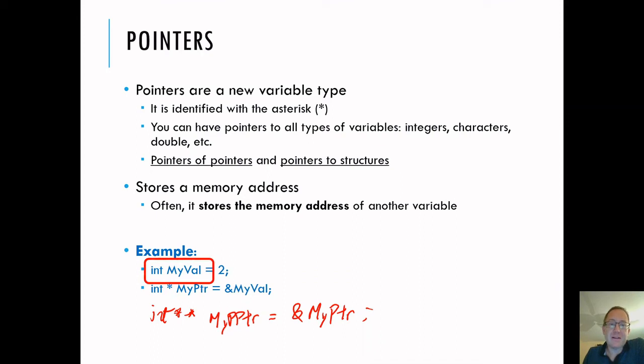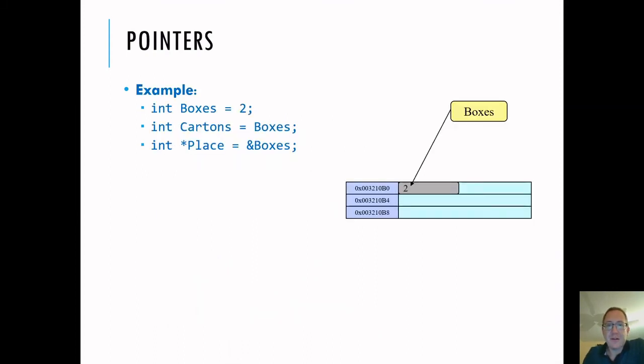So here is the integer, and here's a pointer to that integer, and a pointer to the pointer to that integer. Here's another example, just a different illustration. So I have boxes, which I'm going to be putting at this position right here. This is the integer boxes, stored here. The integer cartons, I think, is going to be stored in the next line, and the integer pointer place is going to be stored in the third line here.